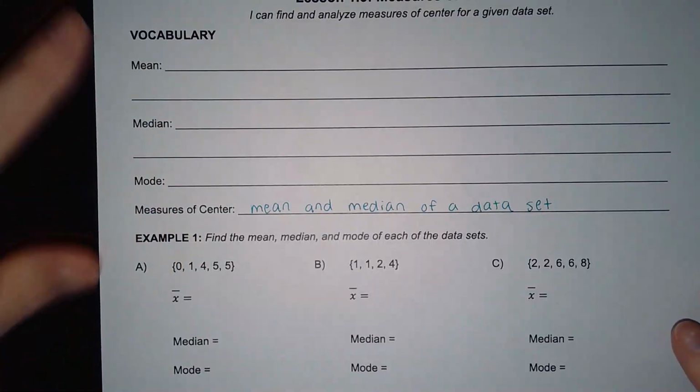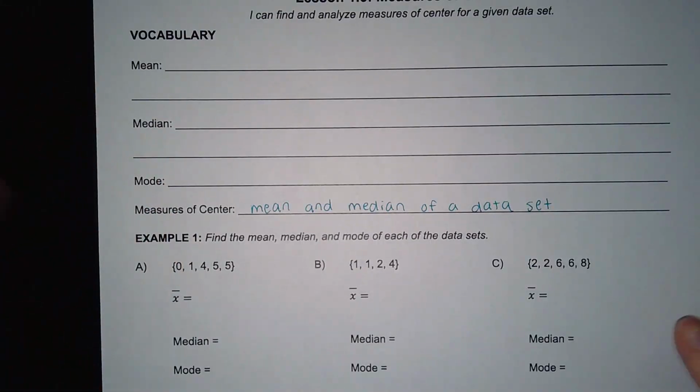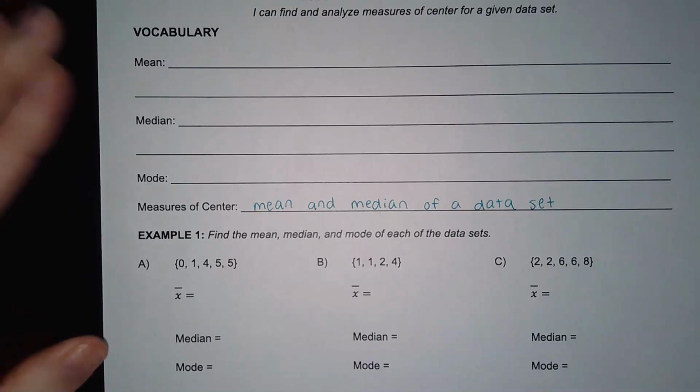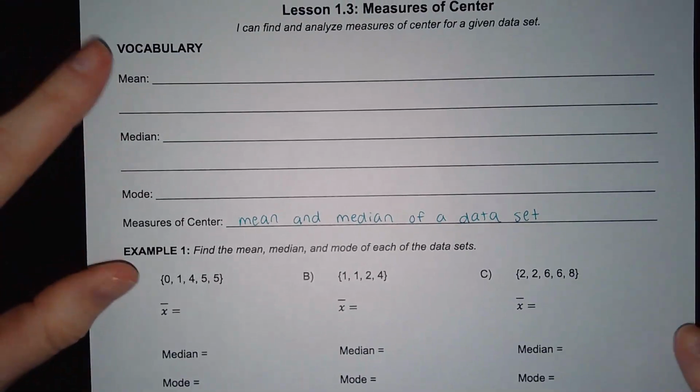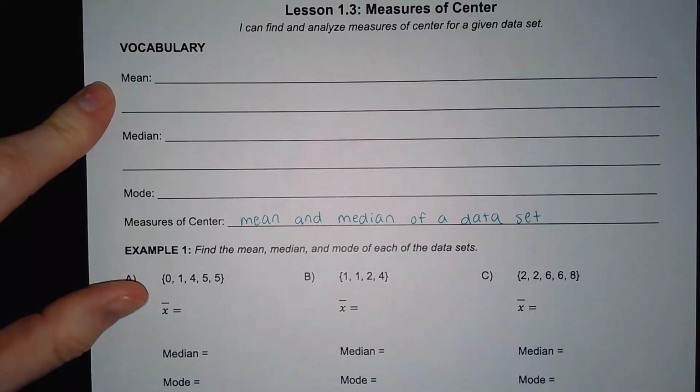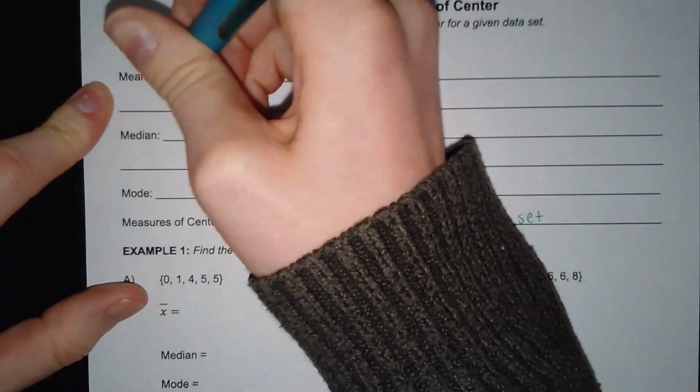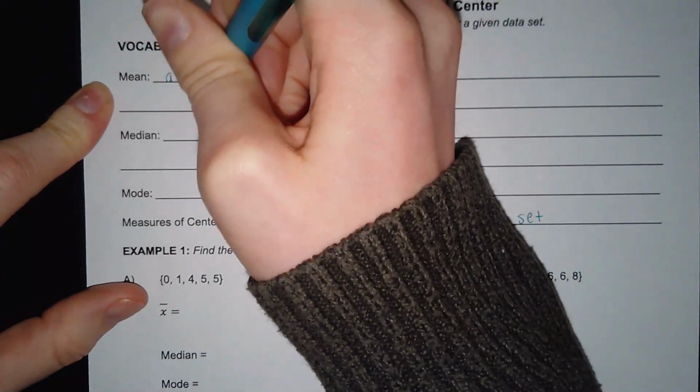So we'll go ahead and talk through each of these terms and what they mean and how we calculate them for a data set. Mean, you may have heard of. Another word for mean is the average of the data set.